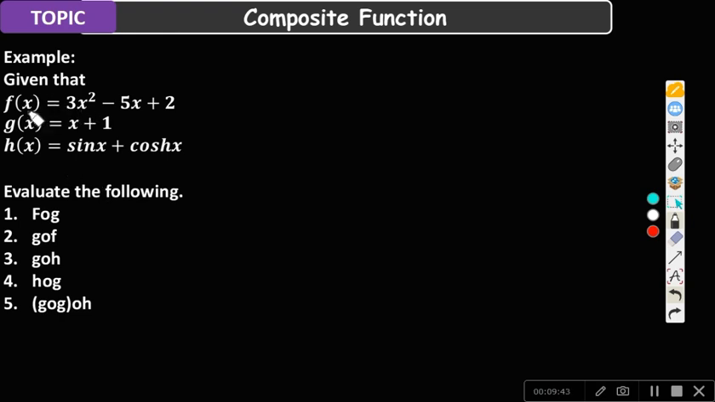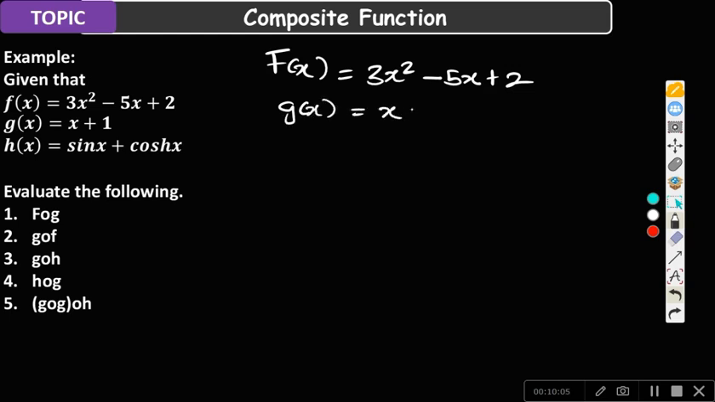Now, first of all, what is the value of f of x? f of x is given as 3x squared minus 5x plus 2. And then g of x is given to you as x plus 1. Now the question says find f of g. And I told you the expression for f of g. It means f bracket g of x.